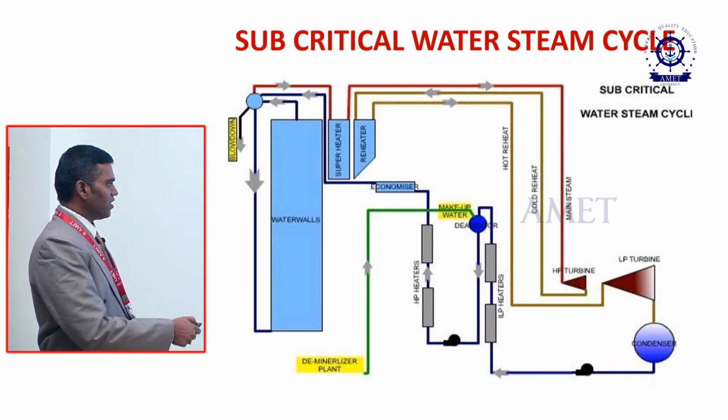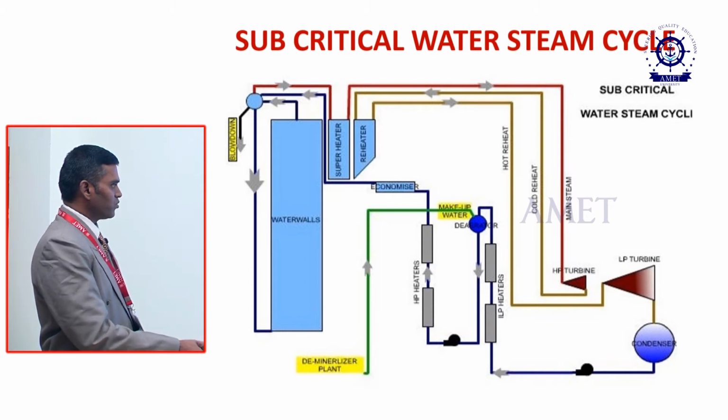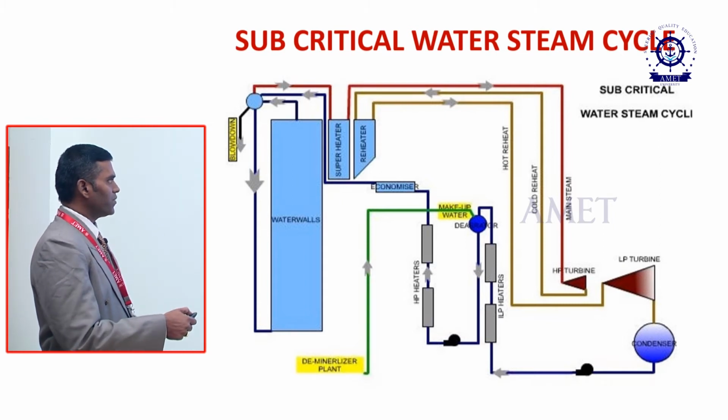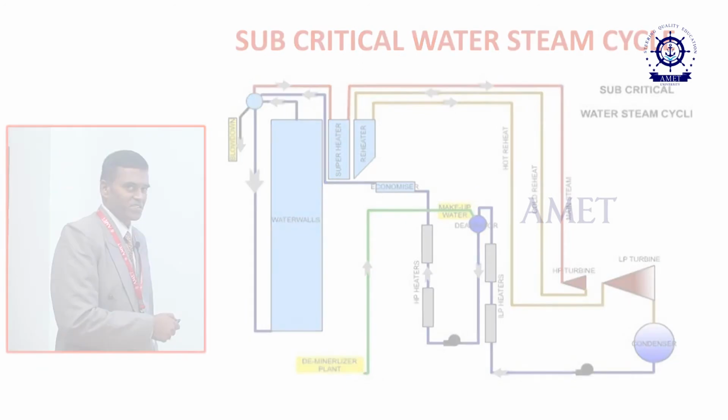Similarly, on the other side of the low pressure heaters, it is fed via the condenser, it goes into the LP heaters, and again it will come back to the deaerating unit. So this system is wholly operated in a systematic form as a subcritical water steam cycle.